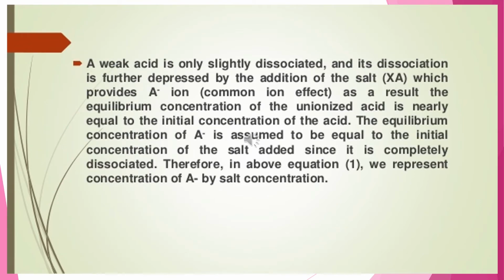A weak acid is only slightly dissociated, and its dissociation is further depressed by the addition of the salt XA, which provides the A negative ion, the common ion effect. As a result, the equilibrium concentration of the unionized acid is nearly equal to the initial concentration of the acid. The equilibrium concentration of the A negative ion is assumed to be equal to the initial concentration of the salt added, since it is completely dissociated. Therefore, in the above equation 1, we represent the concentration of the A negative ion by the salt concentration.